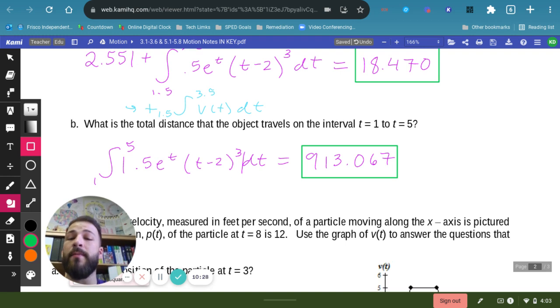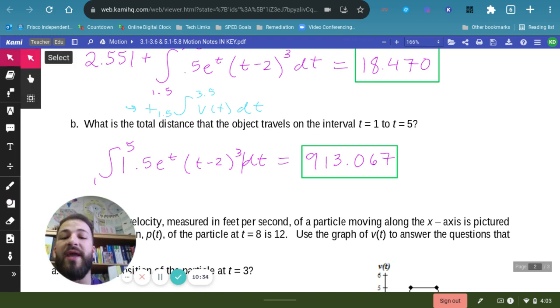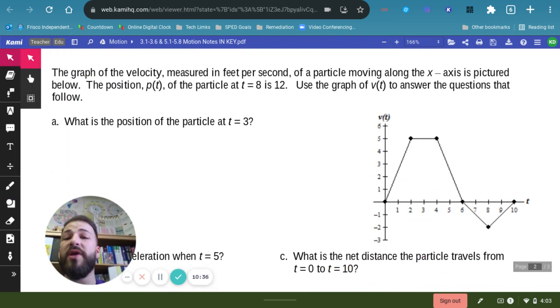So those are really our motion from an actual equation. Let's kind of pivot a little bit and let's talk about motion from a graph. So below we have the graph of the velocity measured in feet per second of a particle moving along the x-axis. The position P of t of the particle at t equals 8 is 12. So that's that initial condition they're giving us. We want to use the graph of V of t to answer the questions that follow.